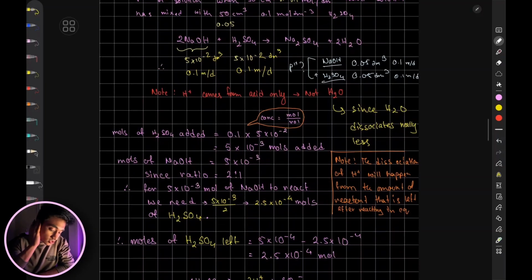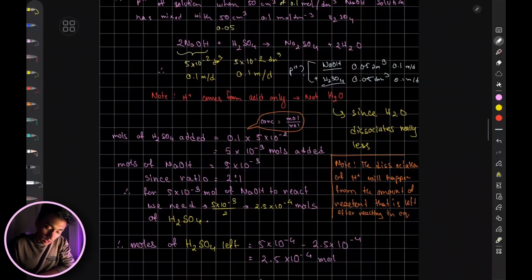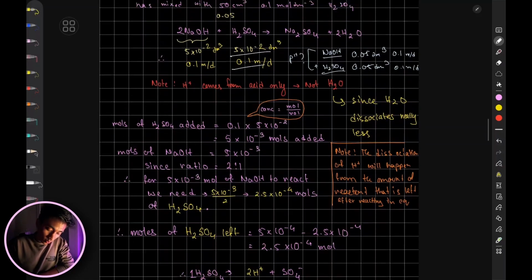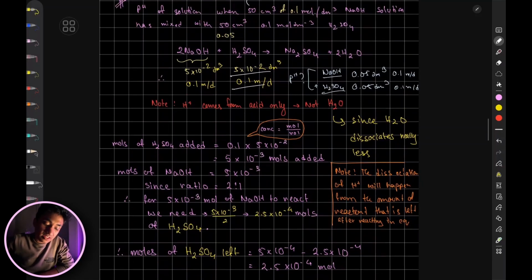So let's see how many moles of H2SO4 we have. For H2SO4, we have 0.1 mole per dm cube times 5 into 10 to the power minus 2, that is the volume. And then you have 5 into 10 to the power minus 3 moles of H2SO4. Moles for NaOH is the same because it's the same concentration and volume. Now, what is the ratio? Ratio is 2:1. What does this mean?